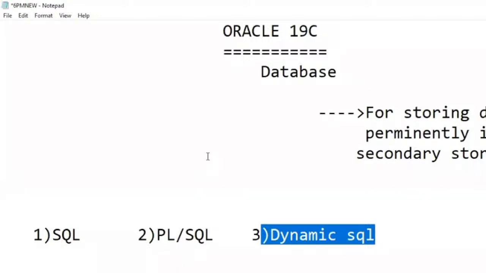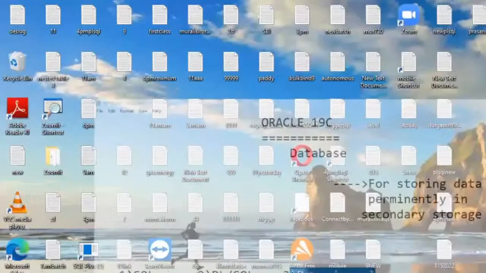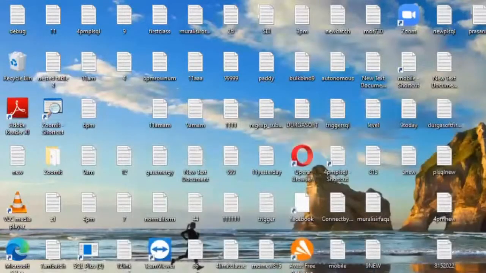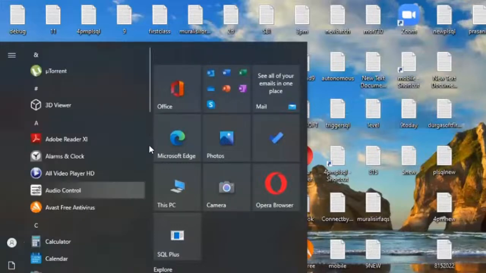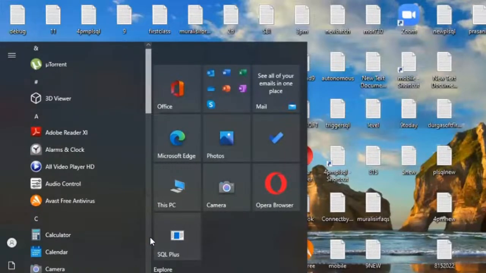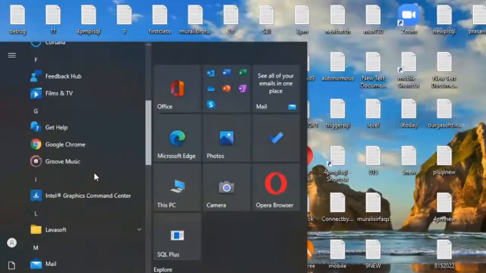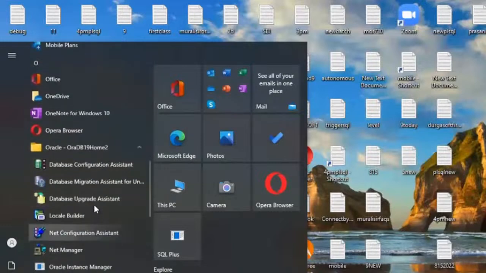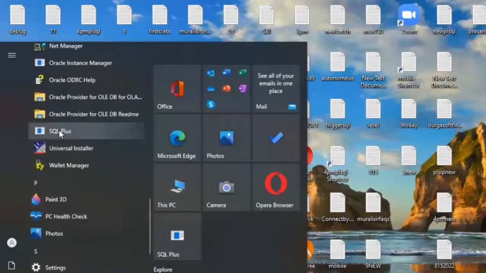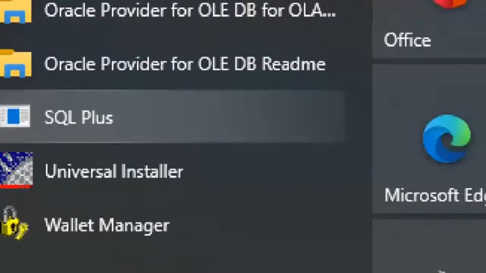SQL Plus is a default tool. Whenever I'm installing Oracle software, the tool is automatically available. What are these tools? We are learning in our course. Don't worry. When I install the Oracle software, the SQL Plus tool is automatically there.